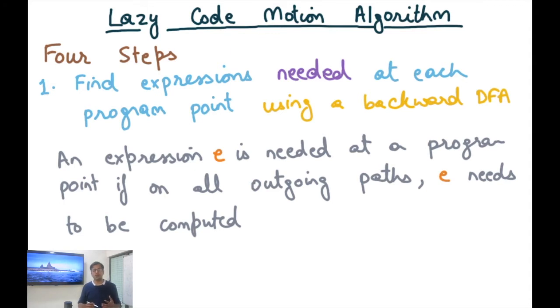So we're going to find expressions needed at each program point. What do I need? I need a DFA, but it's going to be a backward DFA because I want to know what's happening after this program point. Is this expression being computed on all outgoing program paths? To be able to do that, I need a backward DFA. Notice that this definition of needed expressions, requiring that it's computed on all outgoing program paths, actually agrees with our requirement 2 of our lazy code motion requirements, which is that if it is not required on any of the outgoing program paths, then it should not be computed at that point.